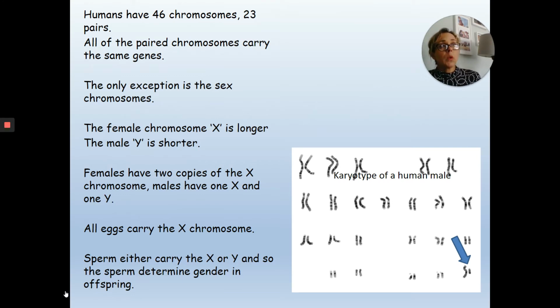So all eggs from females only carry a single X chromosome. The sperm from the male can either carry 1 X chromosome or 1 Y chromosome. So it's actually the sperm that determine the gender of the offspring, because all eggs are X, but sperm can be X or Y. When these 2 cells fuse, that then results in a cell that has 46 chromosomes, and the 2 sex chromosomes will either be XX or XY.